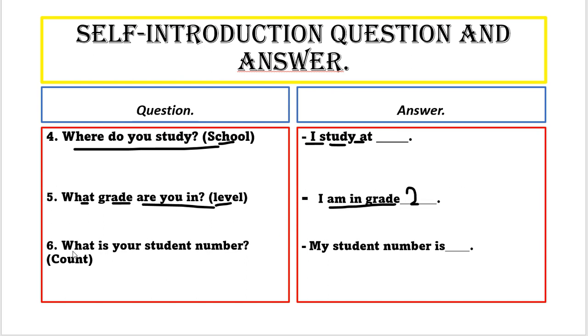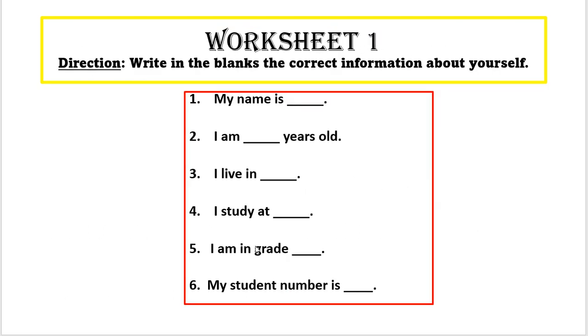Next, number six, what is your student number? So your number now. You must count: 1, 2, 3, 4, 5, 6, 7, 8, 9, 10. That is the number. If you're number 20, you must say, my student number is 20. That is your student number. For me, your teacher Abby, my student number is 100, just supposed to be.